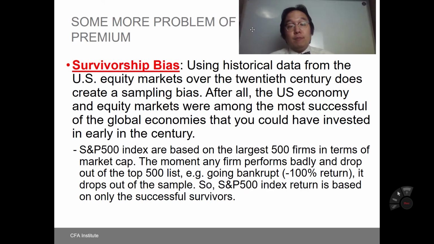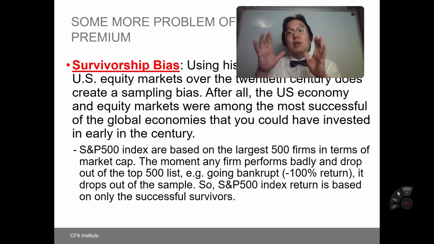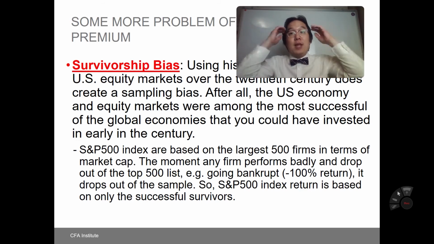Well, using historical data from US equity markets, or whatever country's equity markets, over the 20th century does create a sampling bias. What do you mean? After all, the US economy and equity markets were among the most successful, or luckiest, of the global economies that you could have invested in early in the century. If you are making statistical inference by focusing on successful guys, survivors only, you will be hugely misled.